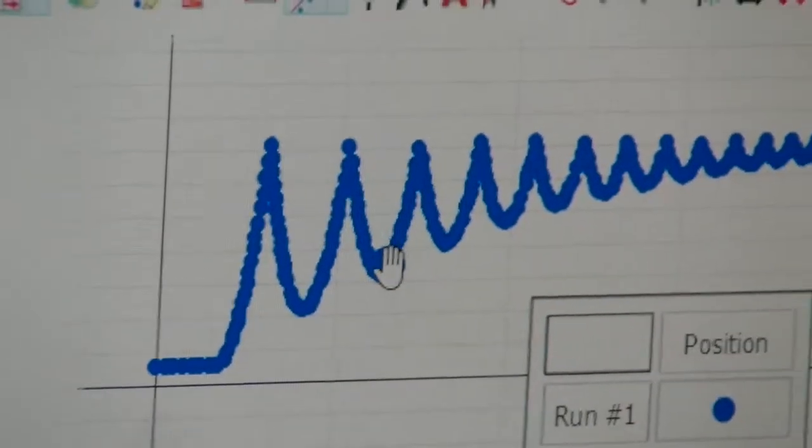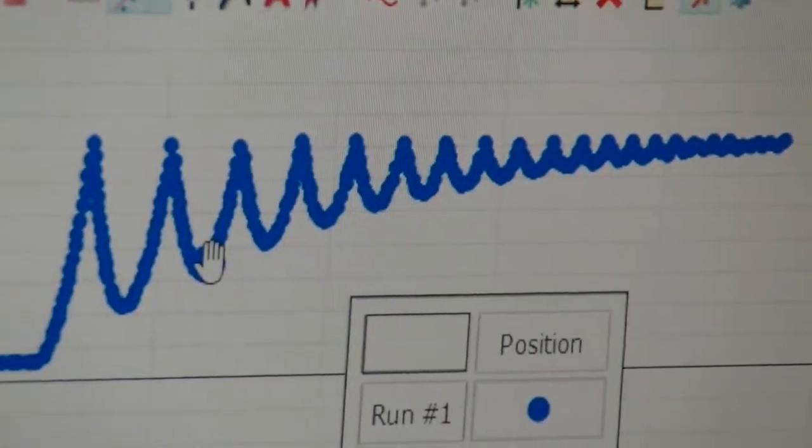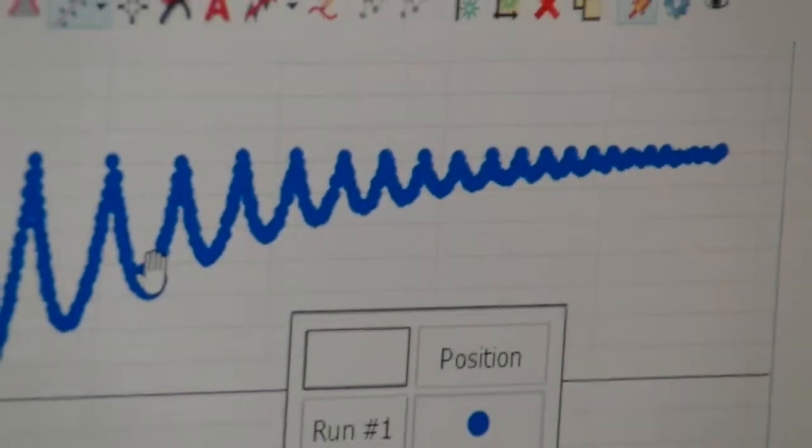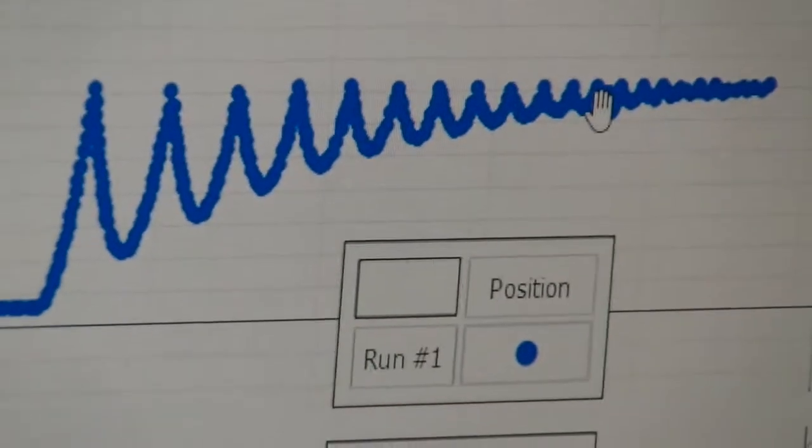And each time the height reached is smaller because some of the energy is lost during the collision of the ball and the floor. So the parabolas get smaller and smaller until the ball comes to rest.